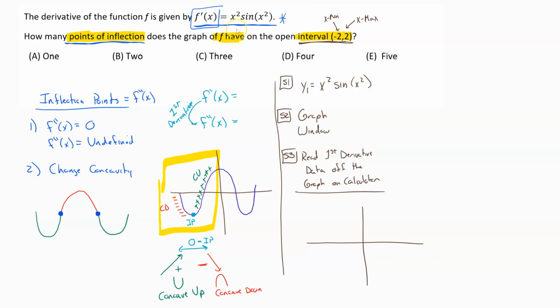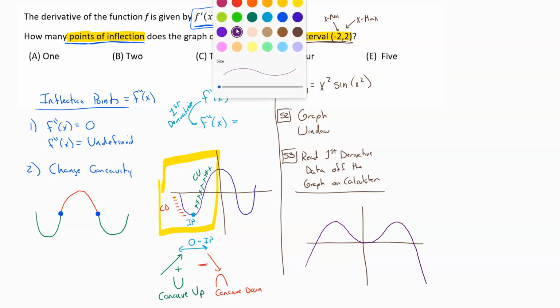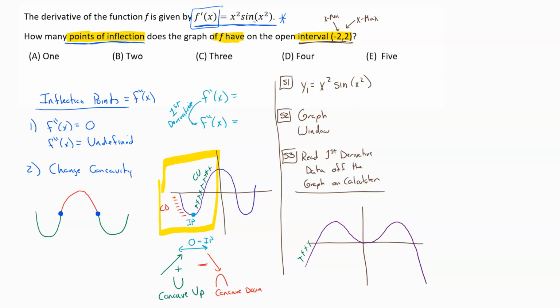So if we just kind of look at this again, giving my rough sketch of what this thing looks like, I would be reading off plus, plus, plus. These are all going to be where the graph is headed up, and therefore positive. That's going to be concave up. Then I'm going to hit a 0 right here at the top. That's where my possible inflection point is happening. And then on the other side, it's going to go all negative, negative, negative.